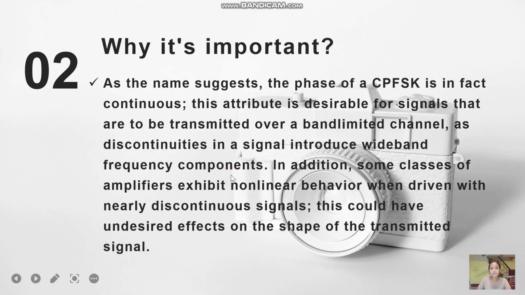Why it is important. As the name suggests, the phase of a CPFSK is in fact continuous. This attribute is desirable for signals that are to be transmitted over a band-limited channel, as discontinuities in a signal introduce wideband frequency components. In addition, some classes of amplifiers exhibit nonlinear behavior when driven with nearly discontinuous signals. This could have undesired effects on the shape of the transmitted signal.